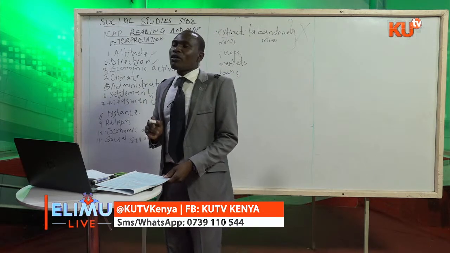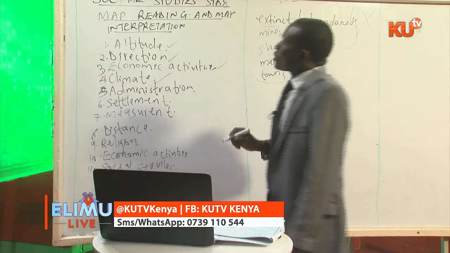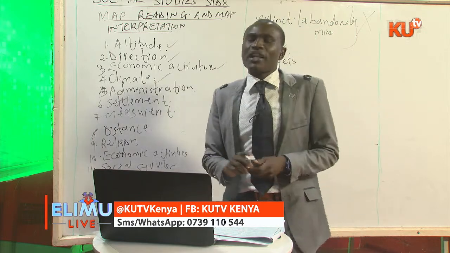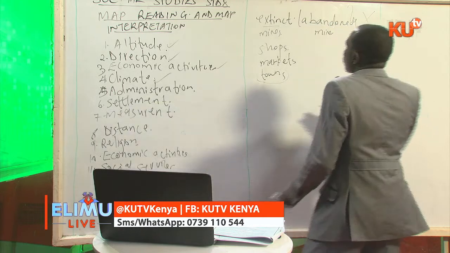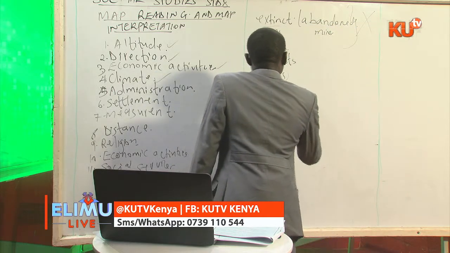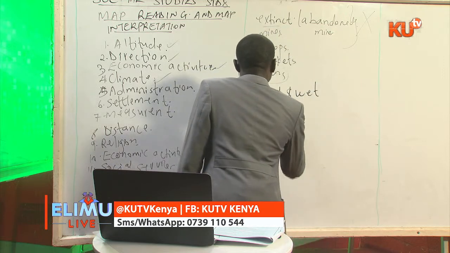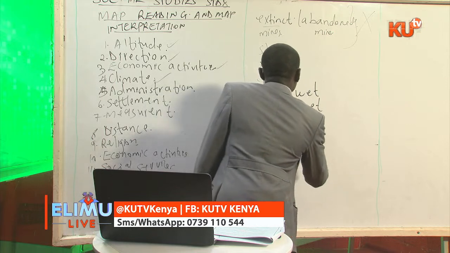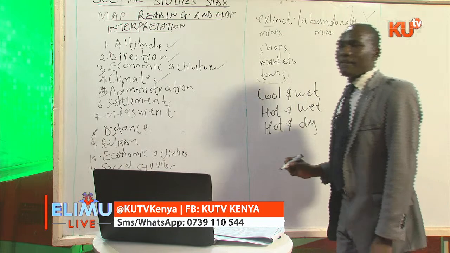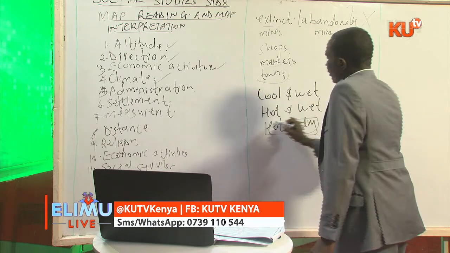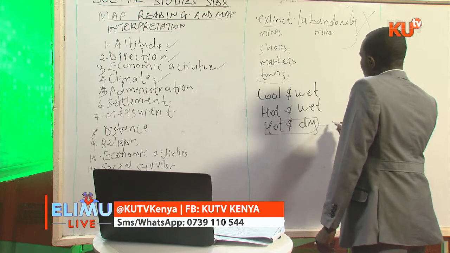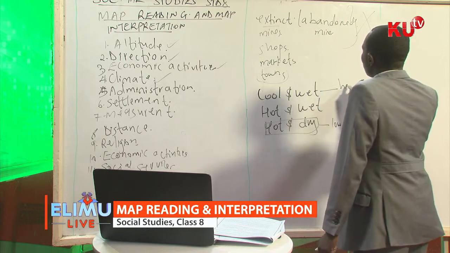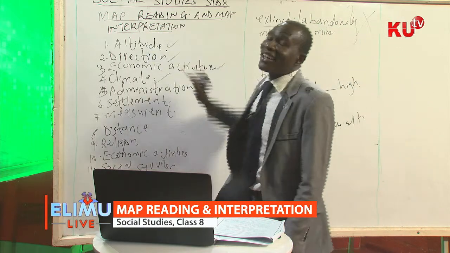Number 4, let us look at climate. Climate is also an area that is most commonly examined, and in KCPE there are only 3 types of climates that are most commonly examined. These include cool and wet, hot and wet, and hot and dry. These are the three most commonly examined types of climates. This one we have already covered. Hot and dry climate is found in low altitude. Cool and wet is found in high altitude. That is why we started with altitude.